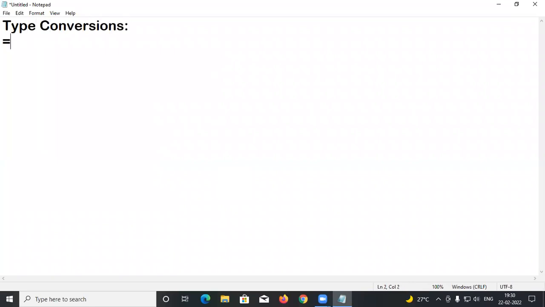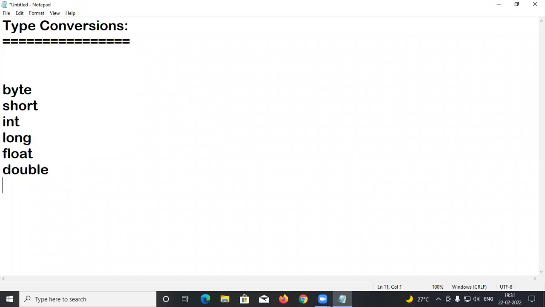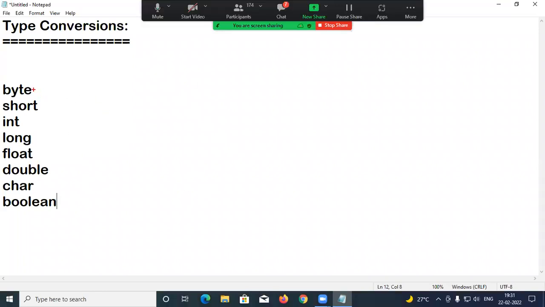Type conversions. Just write the type conversions heading only. Now, don't write all of these. How many primitive data types are there? 8. What are those? Byte, short, int, long, float, double, char, Boolean. Okay, 8.